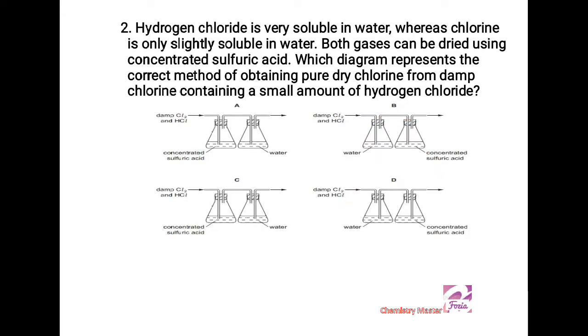The second MCQ is: hydrogen chloride, or HCl, is very soluble in water, whereas chlorine is only slightly soluble in water. Both gases, hydrogen chloride and chlorine, can be dried using concentrated sulfuric acid. You know, during your lab there are certain chemicals which are used in drying up gases, and concentrated sulfuric acid is a very important drying substance.